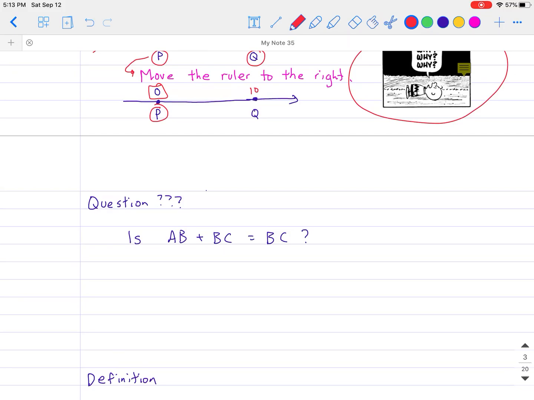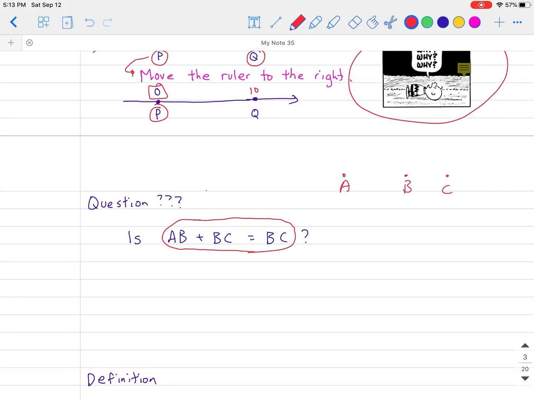So the very first question is this. If you have two segments, we'll call one AB, the other one is going to be BC, is the result such as the following? Is AB the segment plus BC the segment equal to BC the segment? So it's almost like a transitive property in a way. Is that always going to be true?